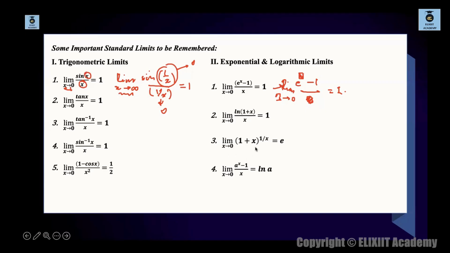The limit as x tends to 0 of (1 plus x) whole to the power of 1 by x is e. And the last one is the limit as x tends to 0 of (a raised to the power of x minus 1).